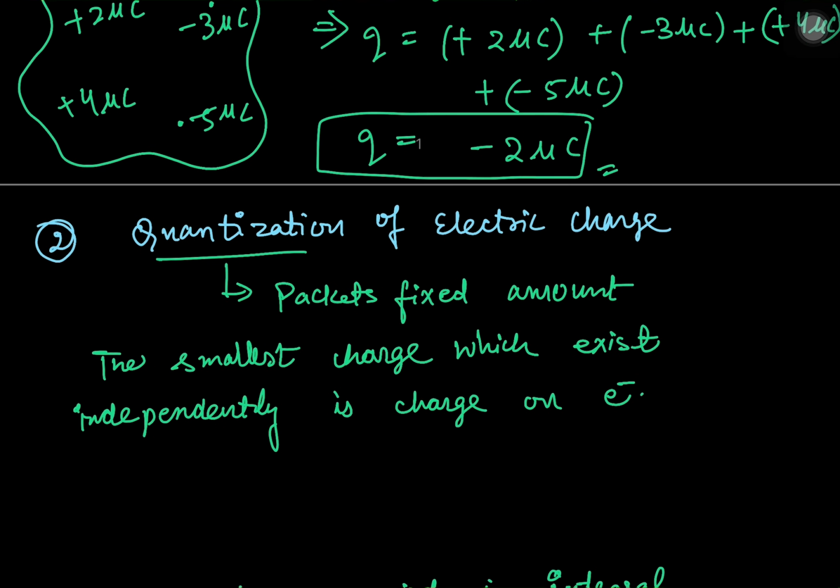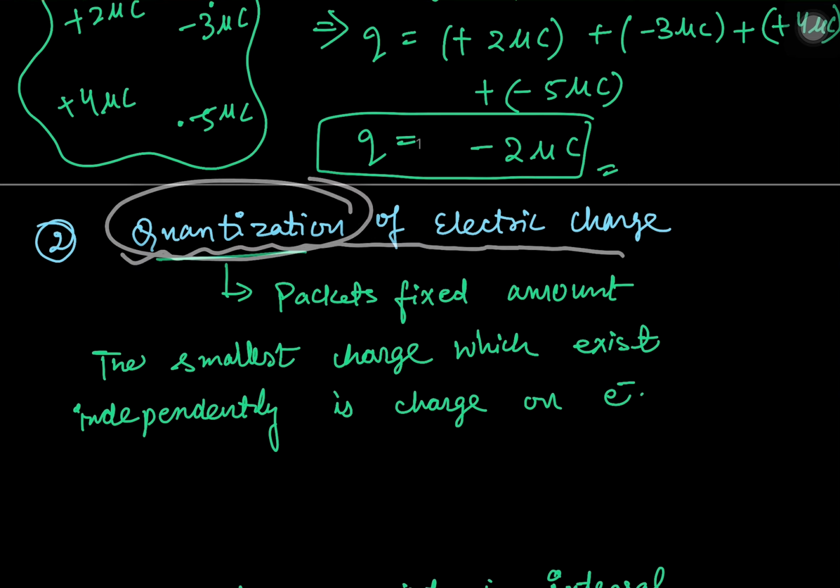Okay. The next property of electric charge is that it is quantized. It follows the principle of quantization of electric charge. So what exactly is the meaning of quantization? This is a very interesting concept.